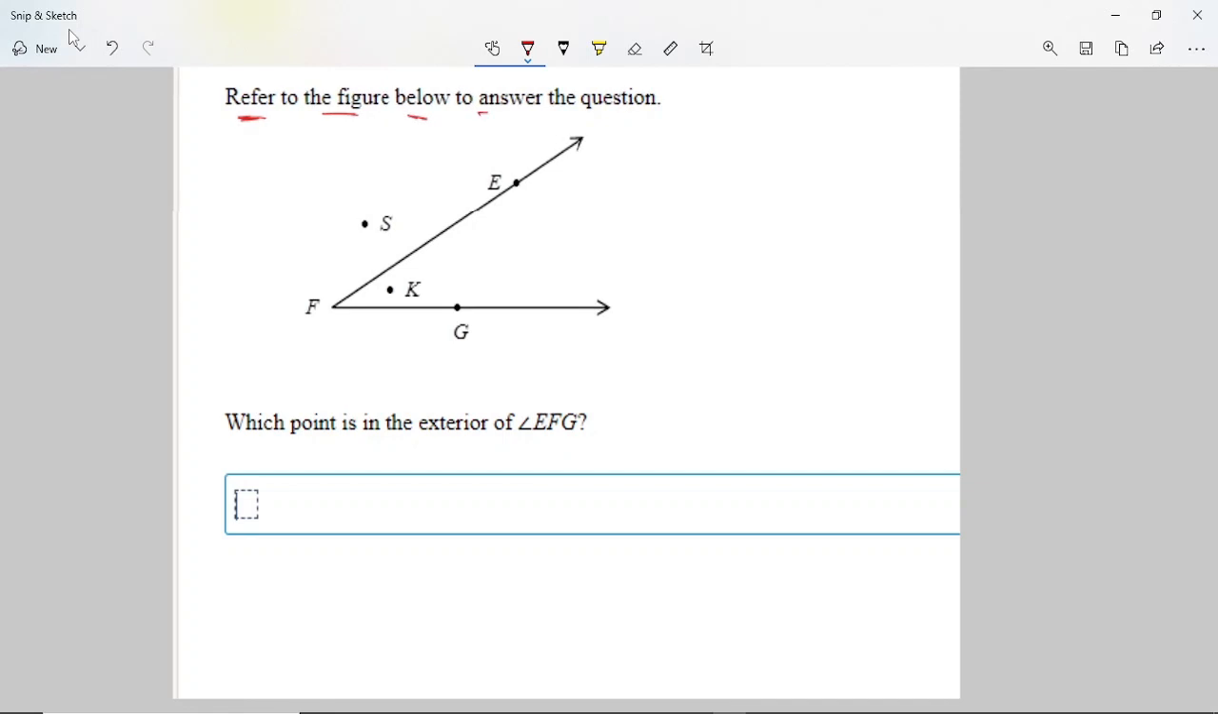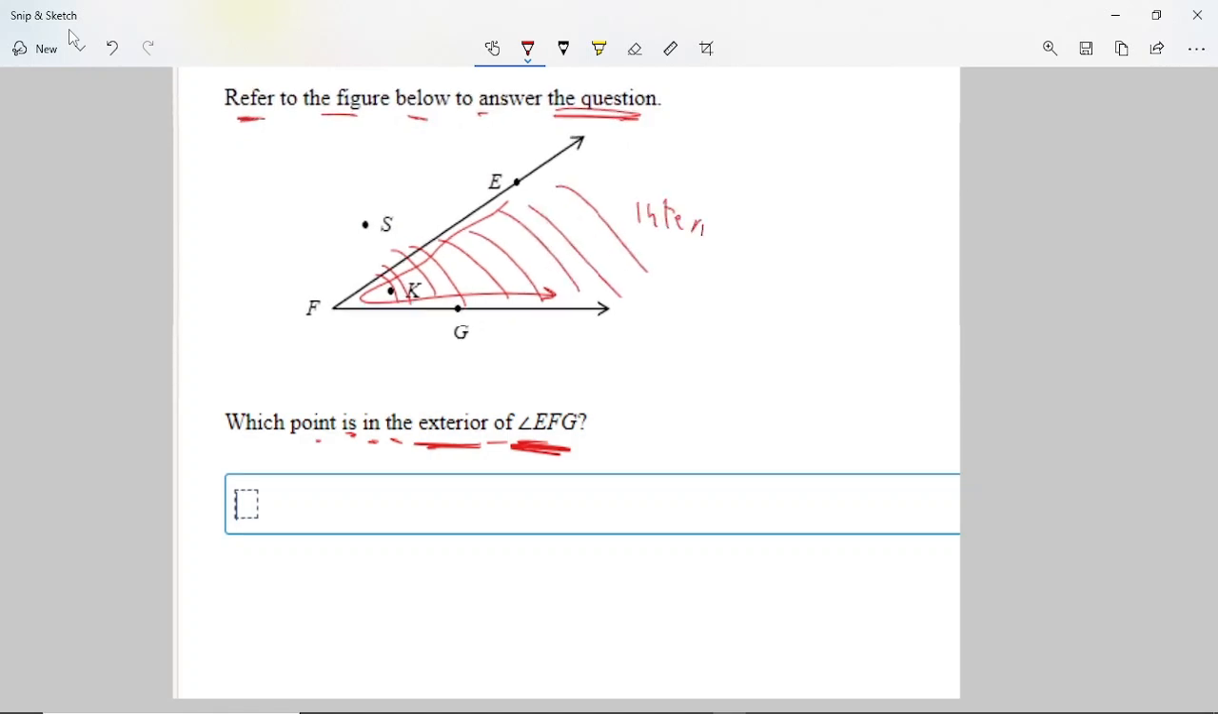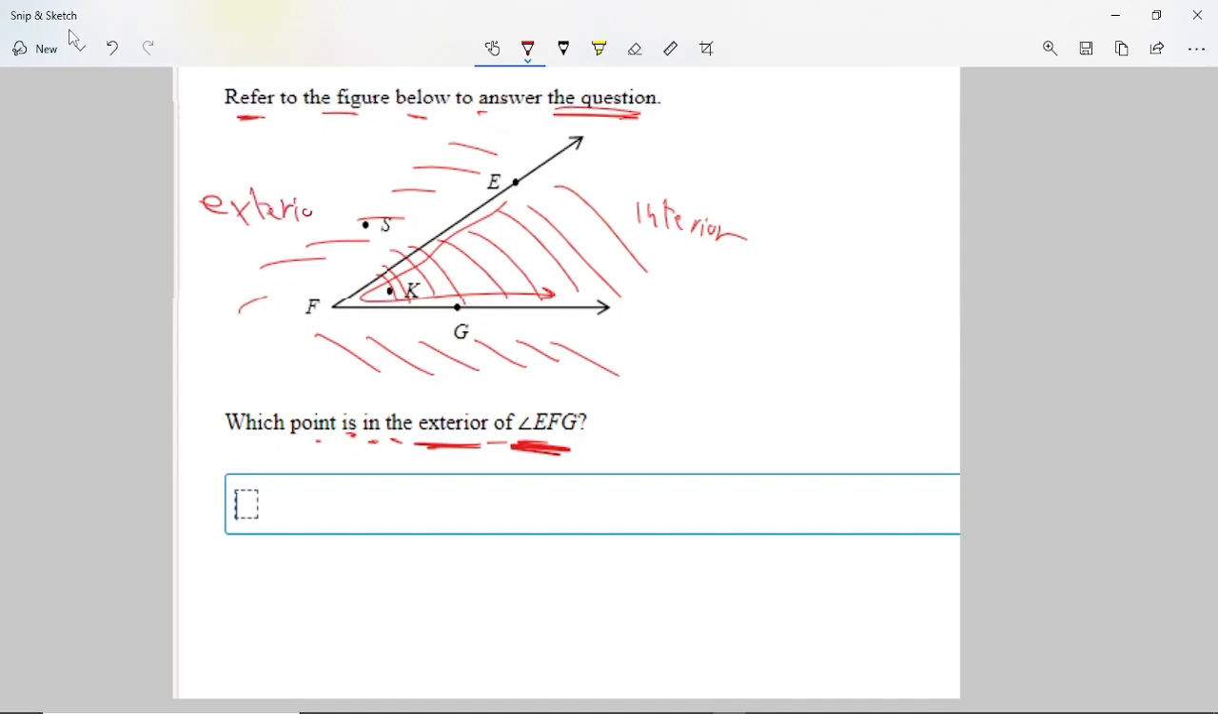Refer to the figure below to answer the question. Which point is in the exterior of angle EFG? So the angle is EFG. This side of the angle is called interior. And the other side is called exterior. So here is asking for exterior. So which point is the exterior? I see S. So the answer is S.